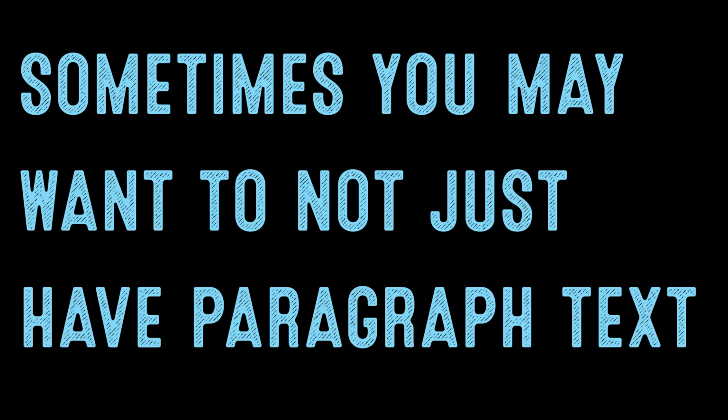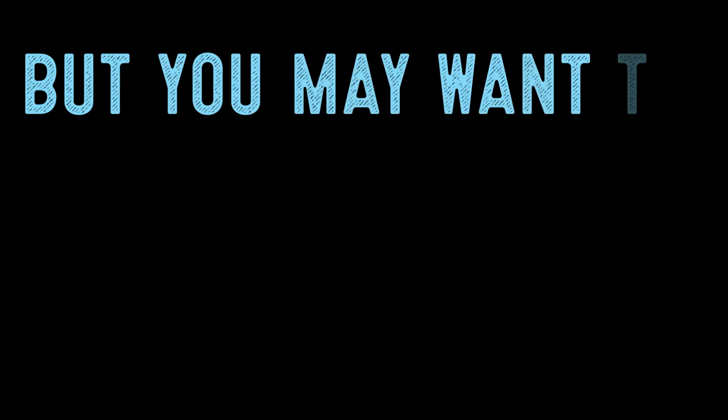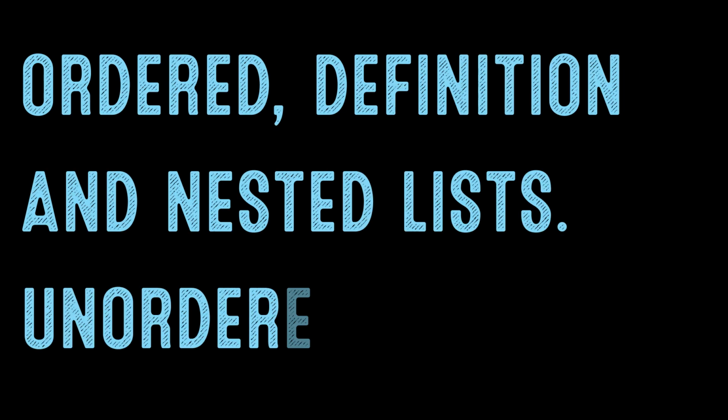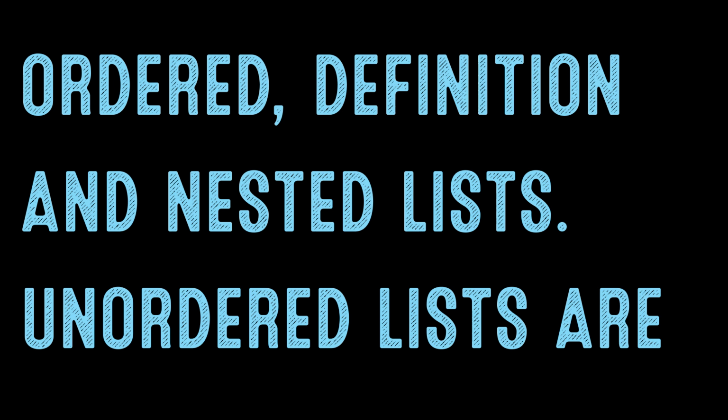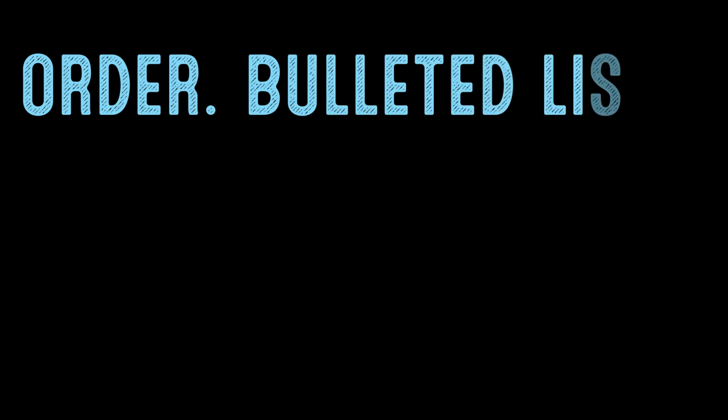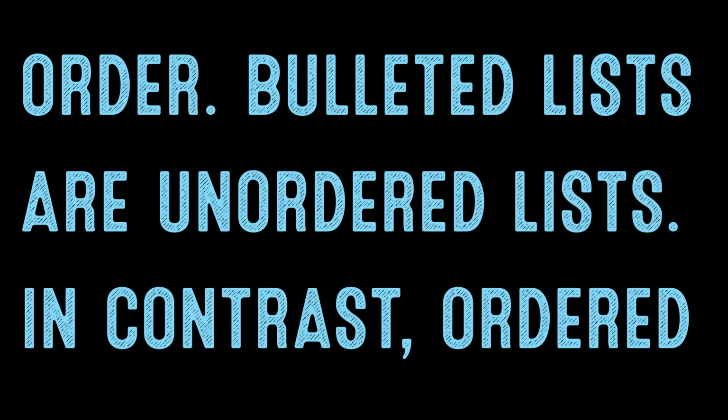The Daily Code Snippet. Sometimes you may not want to just have paragraph text, but you may want to have lists. In coding, you have unordered, ordered, definition, and nested lists. Unordered lists are lists where the list items do not have to be in a particular order. Bulleted lists are unordered lists.